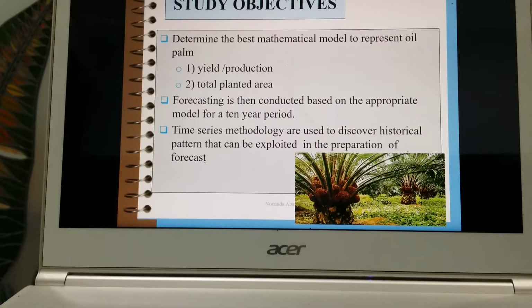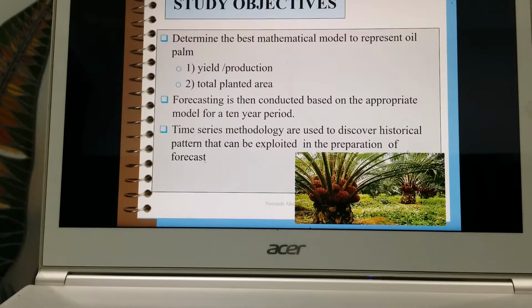That comes to the objective of this study, that is to determine the best mathematical model to represent oil palm, and in particular we are going to look at two areas, that is the yield or the production of oil palm and also the total planted area. Forecasting is conducted based on the appropriate model for a 10-year period, and here we use the time series approach because it can be used to discover historical patterns that can be exploited in the preparation of forecasts.